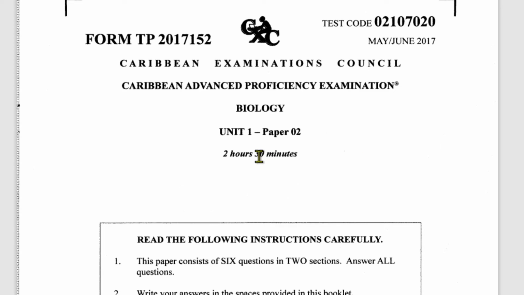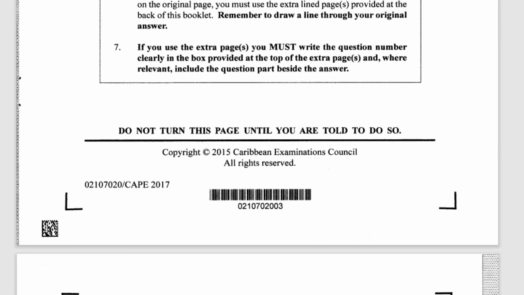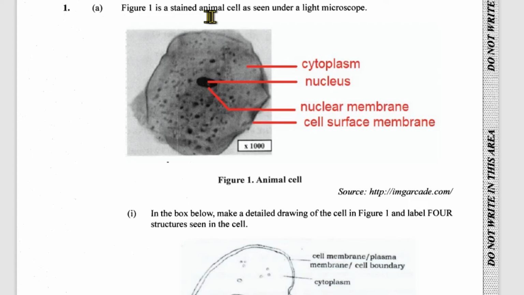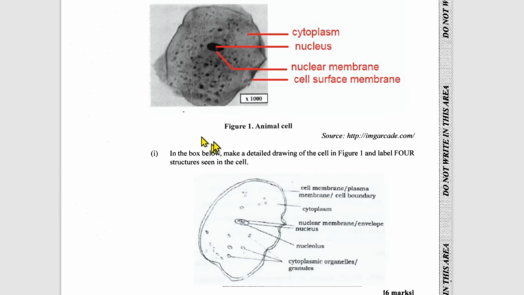Yes, it is. Unit 1, Paper 2, June 2017. Let's get started. Question 1. Figure 1 is a stained animal cell as seen under a light microscope. So you're seeing this thing here, and you see magnification is times 1,000. In the box below, make a detailed drawing of the cell in figure 1 and label 4 structures seen in the cell.